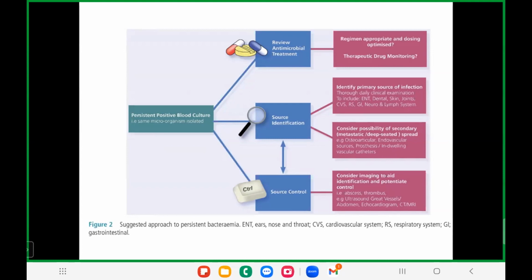And the third thing is source control. Sometimes the central lines will be colonized. So every time you give injections through the colonized central line, it can release organisms into the bloodstream and cause a second infection. So you need to look for any thrombus, septic thrombi. These are the things you need to look for, and you have to control the source when you have persistently positive cultures and the child is clinically not responding.